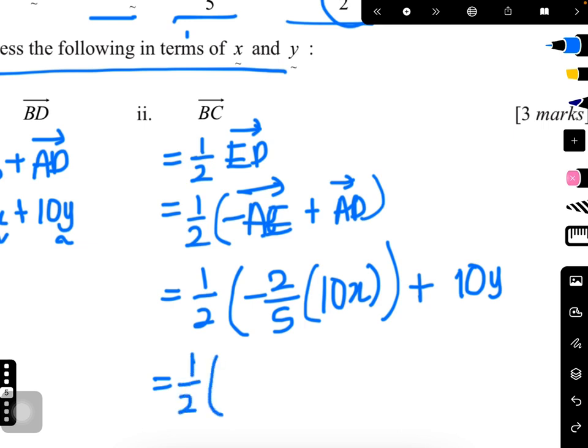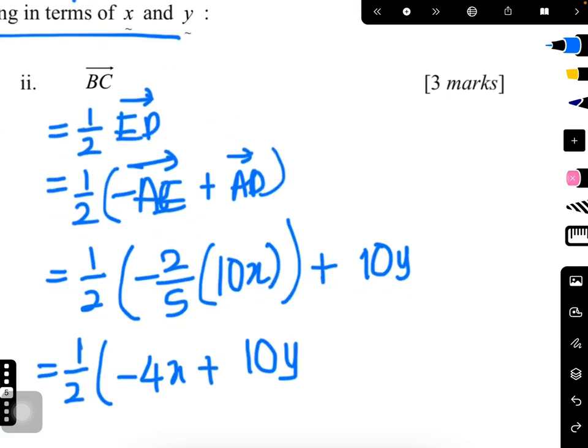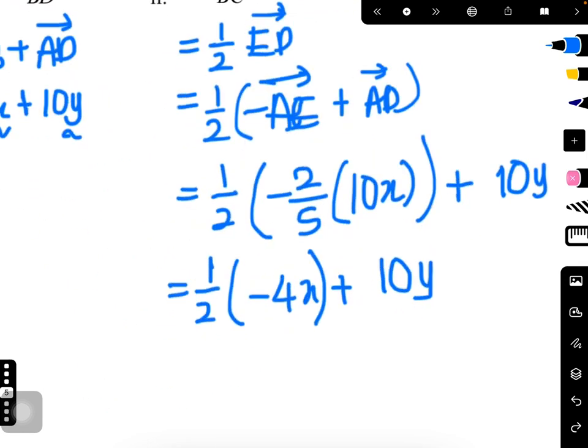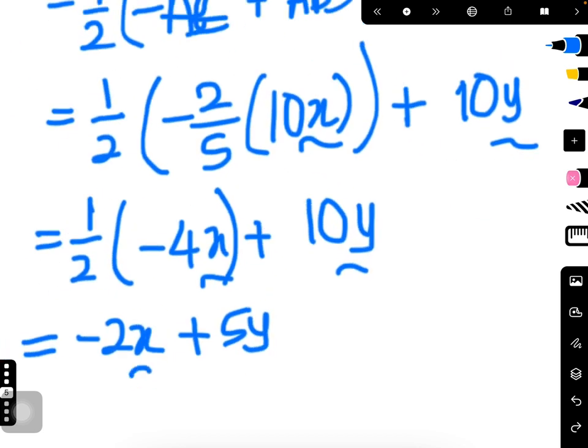Okay, we got that 1 over 2. We solve this first. Negative 4x plus y. So we will get the answer: negative 2x plus 5y. Oh, I forgot to put this. You need to put this, okay? This is very important.